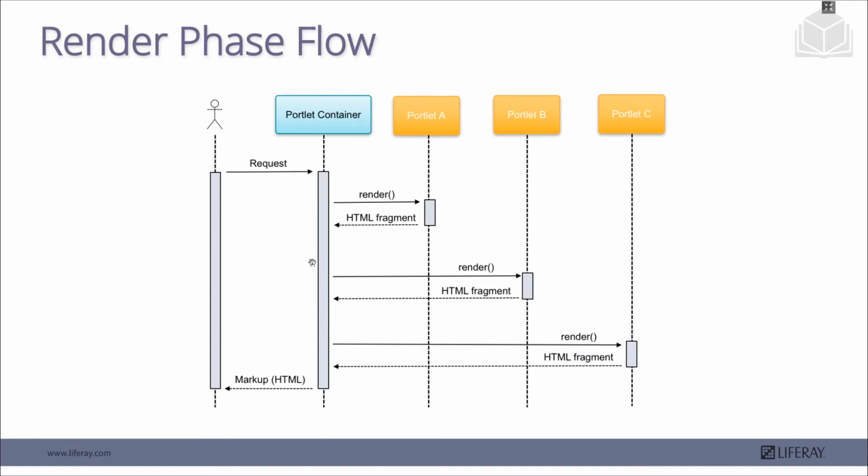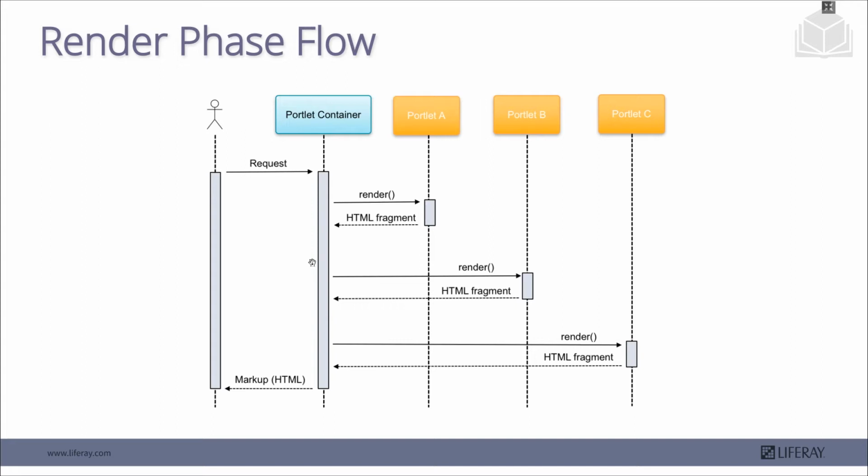So the render phase looks a little bit something like this. We start off by making a render request, and then the portlet container is the one who gets the render request and looks at the render URL. It'll then see, oh, hey, this render request is going to be sent over to this specific portlet. So I'm going to make this portlet go through its render phase. Here, portlet A's render phase is being invoked. It'll then call the render method, go through the process that it does, and then generate that HTML fragment and send it back to the portlet container.